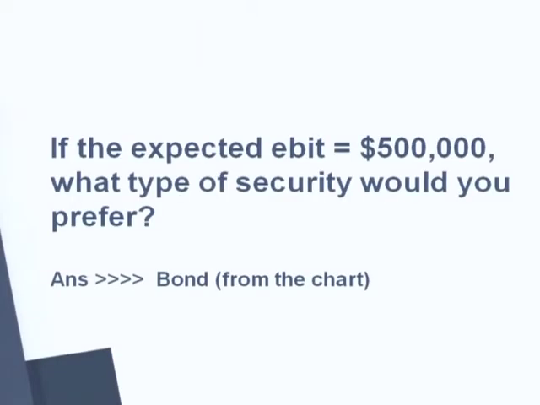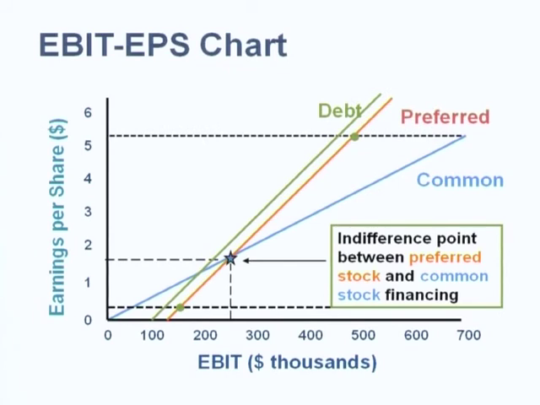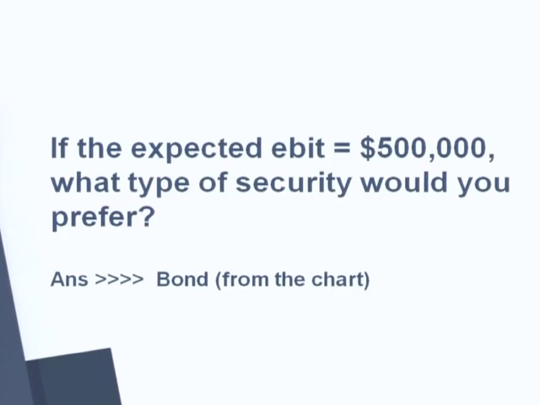So if the expected EBIT is 500,000, what type of security would you prefer? You go back to this picture, right? If your expected EBIT is 500,000, how do you get expected EBIT? From expected sale minus expected cost, right? If expected EBIT is 500,000, as you can see from the picture, debt, right, the green line, should be the best alternative. Why? With the same level of EBIT 500,000, debt can maximize earning per share. Okay.